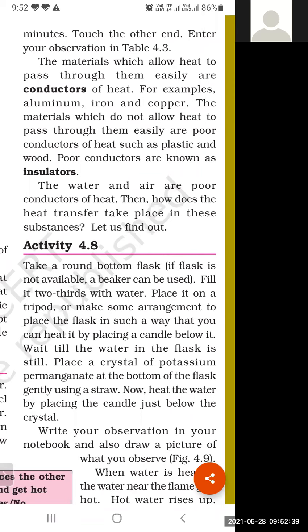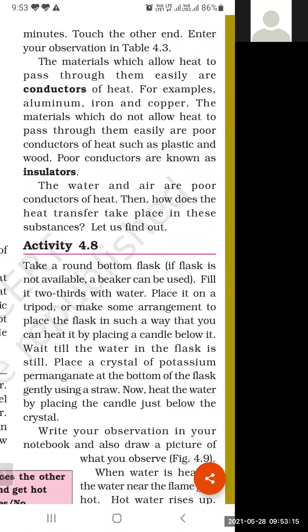The materials which do not allow heat to pass through them easily are poor conductors of heat, such as plastic and wood. A poor conductor is also known as an insulator. The second name of poor conductor is insulator, or we can say bad conductor. So poor conductor, insulator, bad conductor, all are the same thing. So students, two definitions are there in this paragraph. You have to underline this and write these in your important terms.